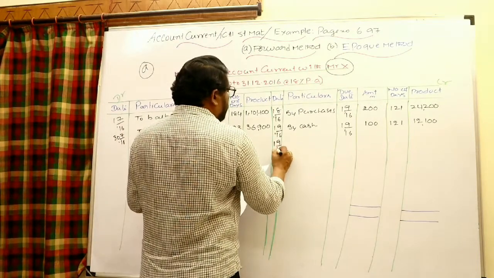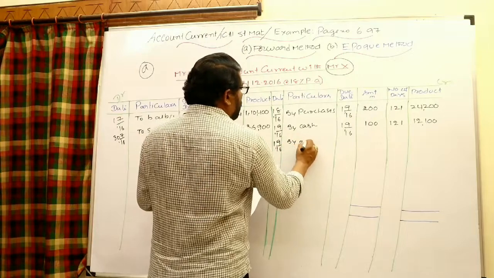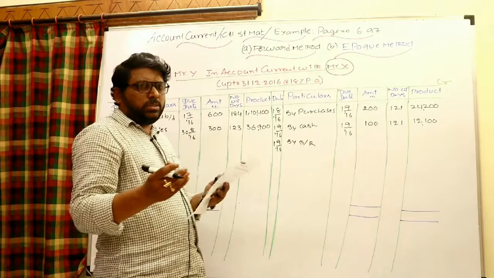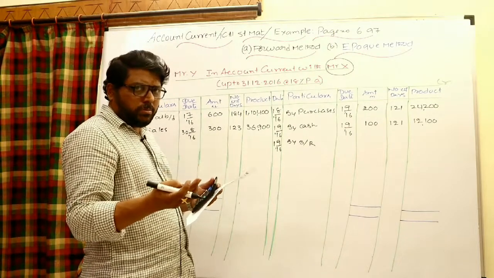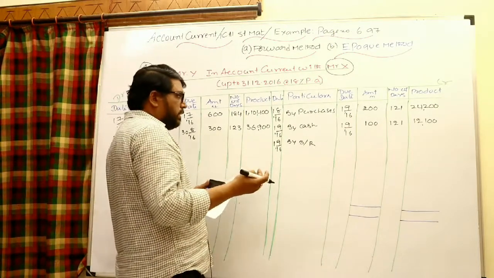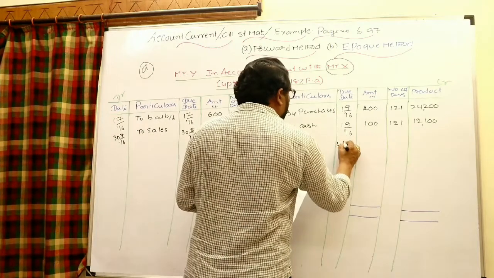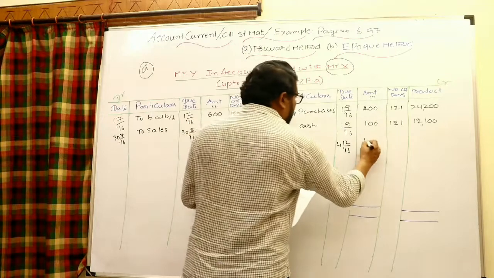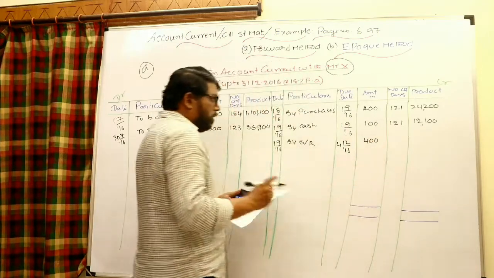In the Y account, by bills receivable, 1/9/2016. This is a 3 months bill. 1/9/2016 means September 1st, October 1st, November 1st, December 1st. 3 grace days, December 4th. 4/12/2016. 3 grace days are to be added to the bill, undoubtedly.